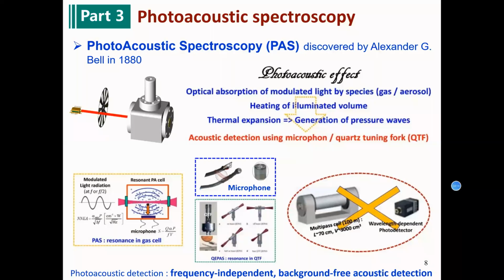The photoacoustic effect was discovered by Bell in 1880, and this method is based on the light absorption of modulated light by species, including gas or aerosol. This light absorption will result in heating of the illuminated volume and thermal expansion. When the light is modulated, the thermal expansion will result in the generation of a pressure wave, which is an acoustic signal. Then this method uses a microphone or quartz tuning fork to measure the acoustic signal. Photoacoustic spectroscopy is wavelength independent over the whole spectrum, and is also a background-free method.